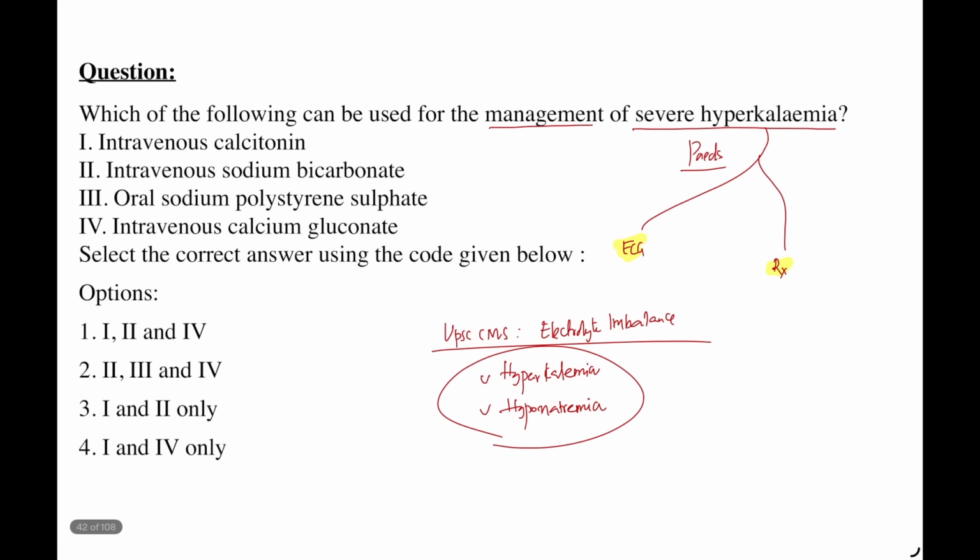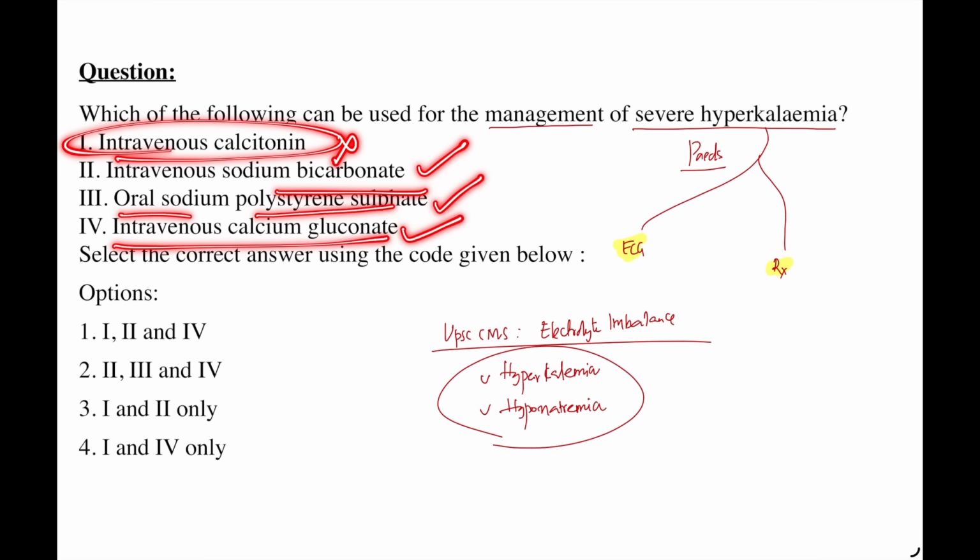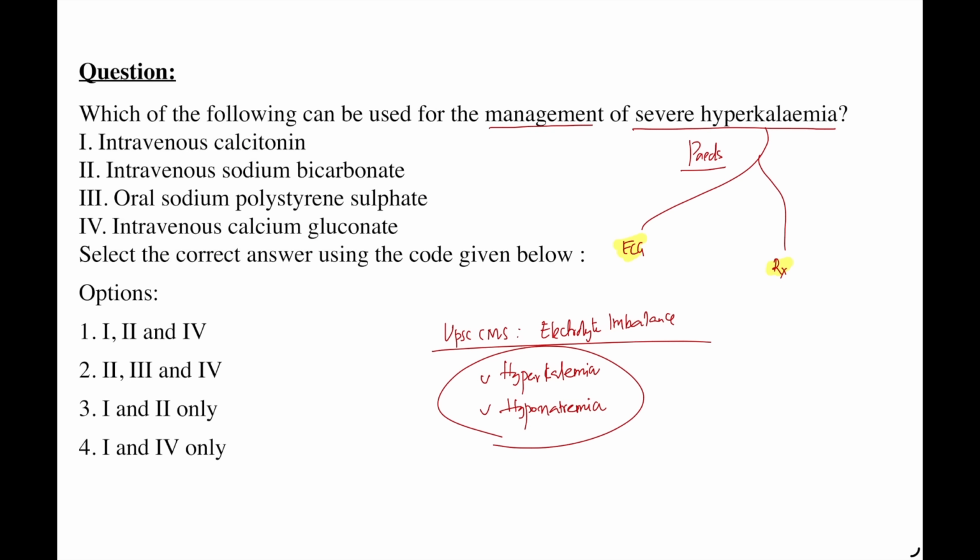Coming back to the question. Now, which of the following can be used for management of severe hyperkalemia? IV calcitonin? No. IV sodium bicarbonate? Yes. Oral sodium polystyrene sulfonate, the potassium binder? Yes. IV calcium gluconate? Yes. So these are the three options that can be used. 2, 3 and 4 is the right answer for this particular question. It is not calcitonin that is used. IV insulin is used, not calcitonin, in these cases.